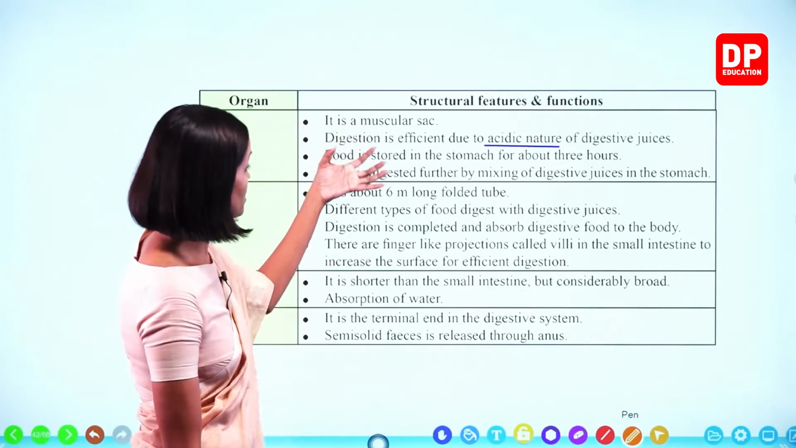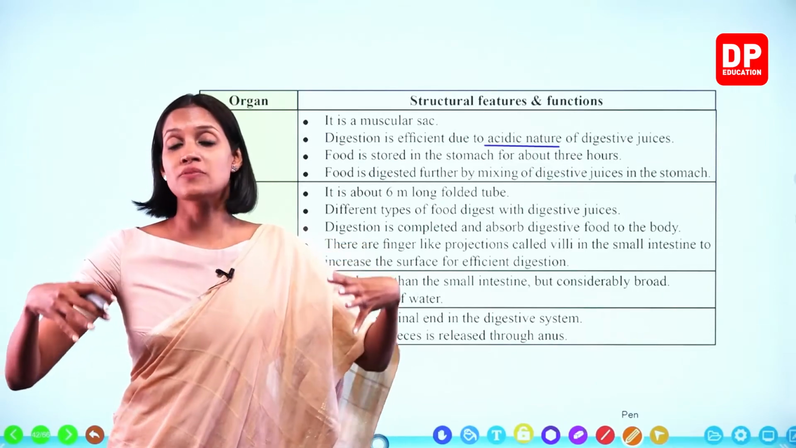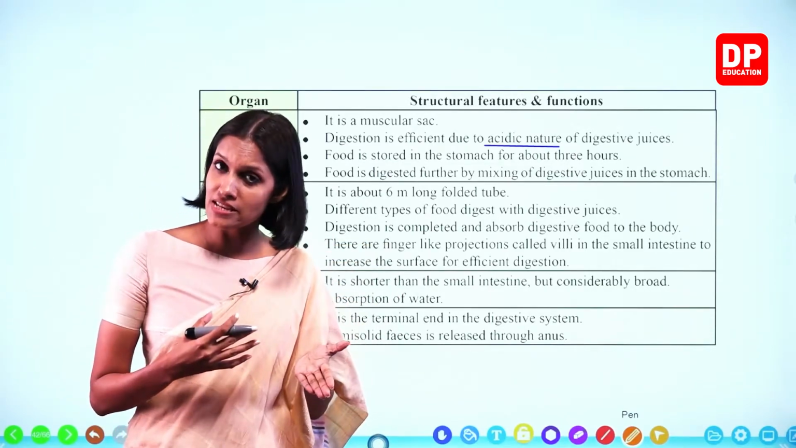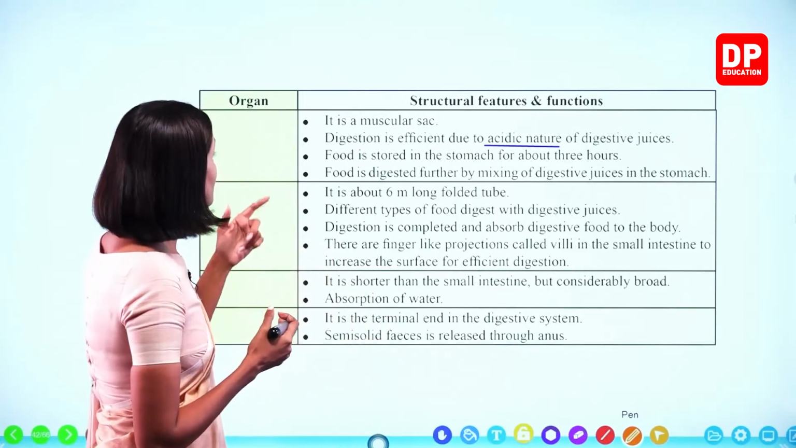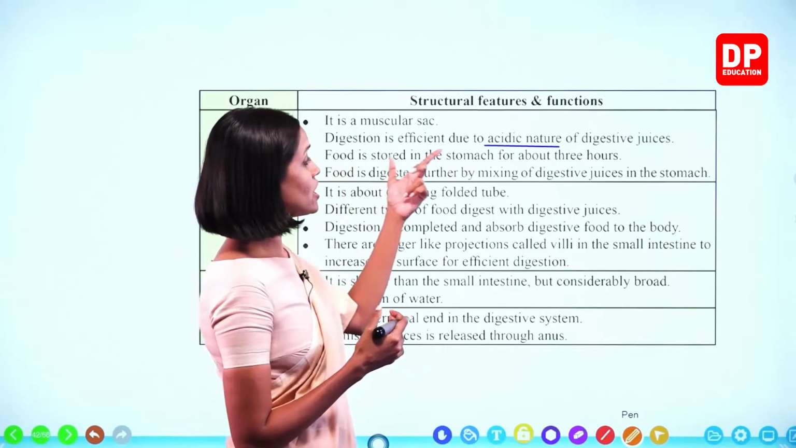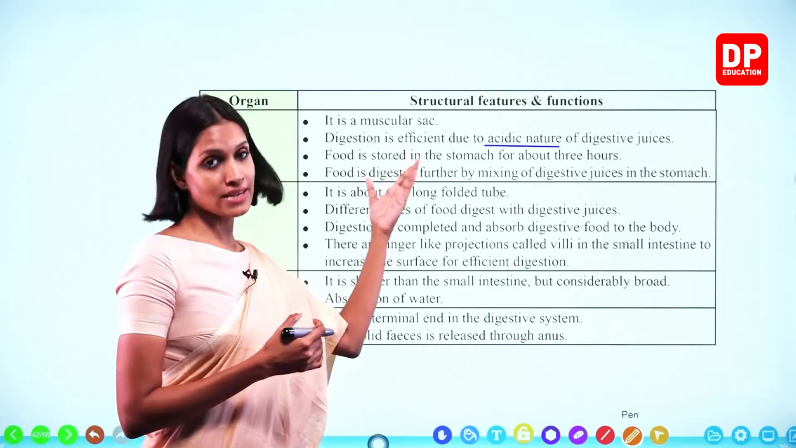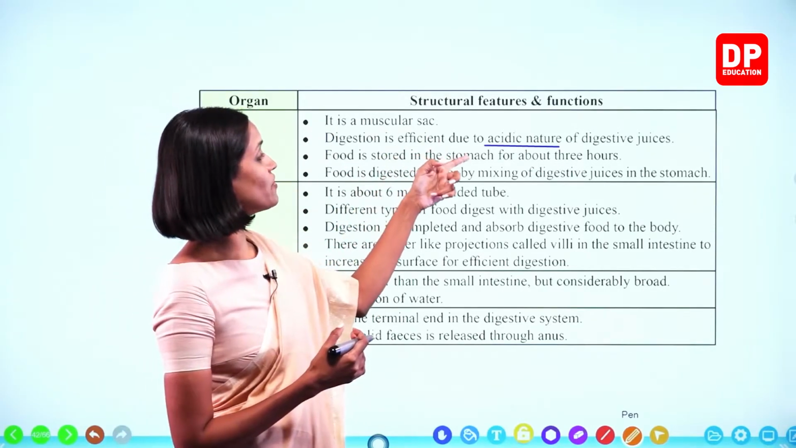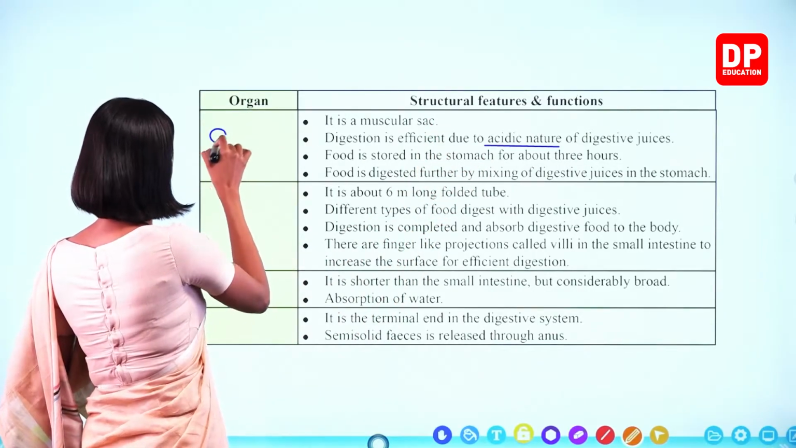Because the stomach secretes a mixture of different substances called gastric juice. It has hydrochloric acid in it. Therefore, that mixture is acidic. Digestion is efficient due to the acidic nature of the digestive juice. Food is stored in the stomach for about 3 hours. Food is digested further by mixing of digestive juices in the stomach, right? Therefore, this is the stomach.